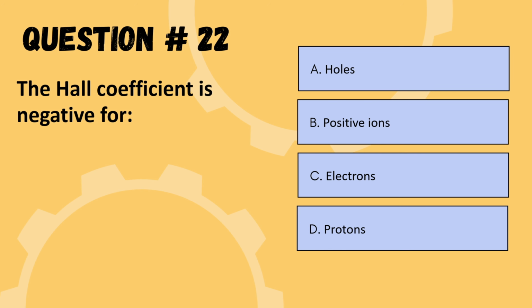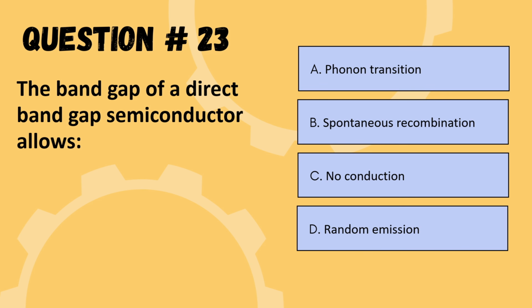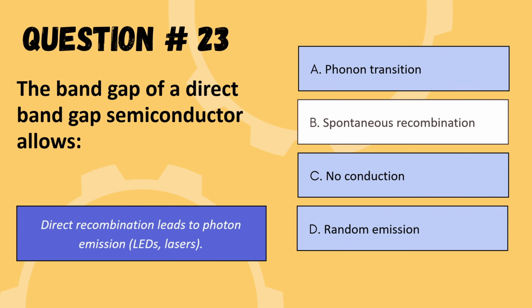Next question is the Hall coefficient is negative for, options are holes, positive ions, electrons, or protons. So the correct option is option C, electrons. So we are moving to the next question. Next question is the band gap of a direct band gap semiconductor allows. Options are phonon transition, spontaneous recombination, no conduction, or random emission. So the correct option is option B, spontaneous recombination. So we are moving to the next question.